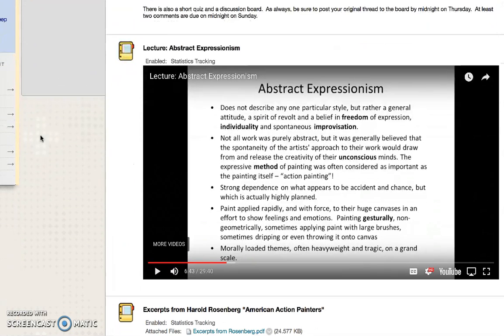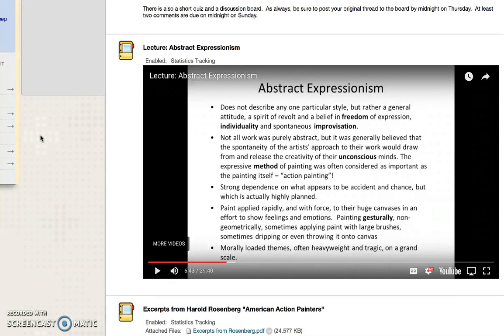Now, as for abstract expressionism, I'll just say a few more things about it. Basically, this movement follows surrealism. The center of the art world moves from Paris to New York with the end of World War II. Remember, European cities are not necessarily in ruin, but many of them had serious damage and are rebuilding. So a lot of the creative energy in Europe moves to the United States.